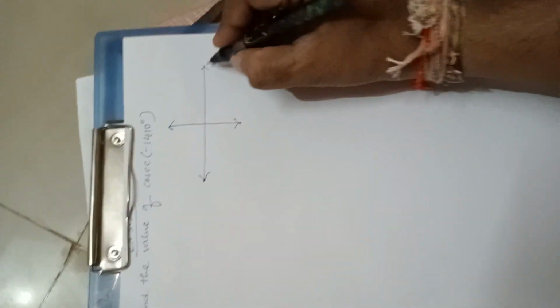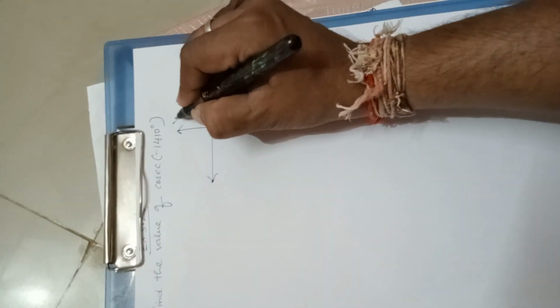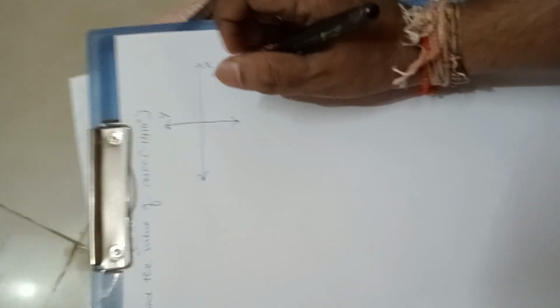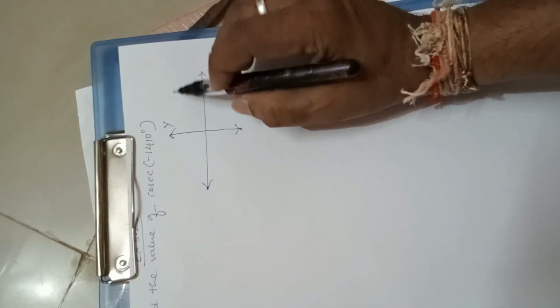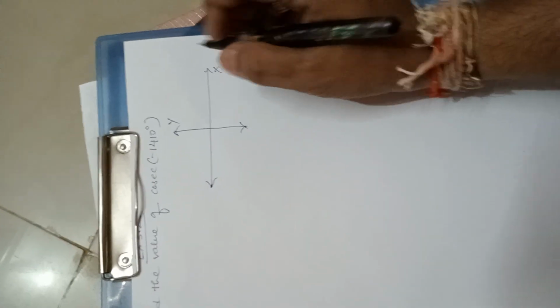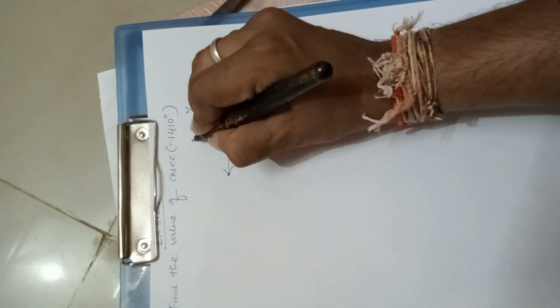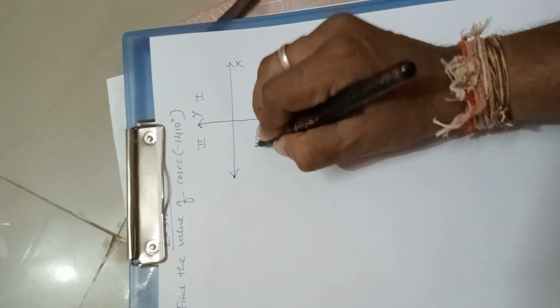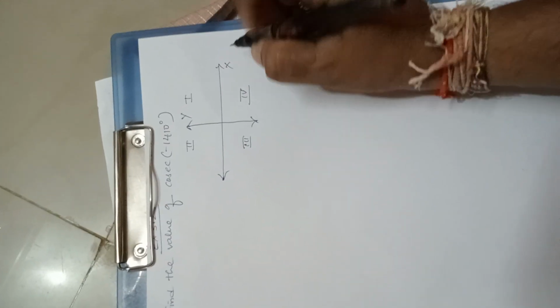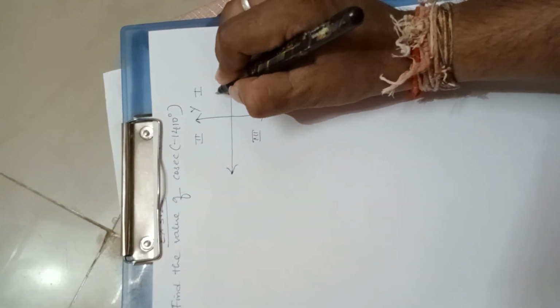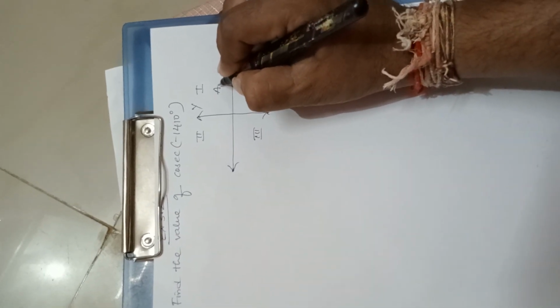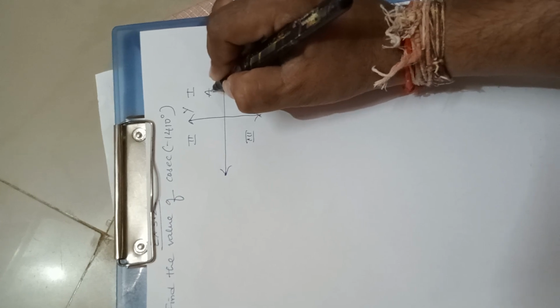So when you draw the two coordinate axes, the x-axis and the y-axis, on a plane, the two coordinate axes will divide the plane into four regions called quadrants. This is the first quadrant, this is the second quadrant, this is the third quadrant, and this is the fourth quadrant. In the first quadrant, all the six trigonometric ratios are positive, so A for all.